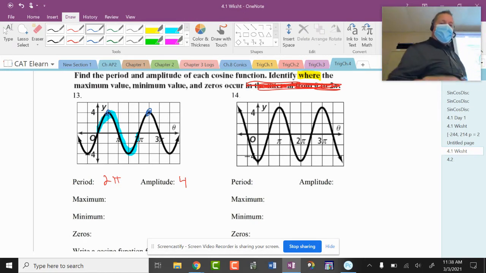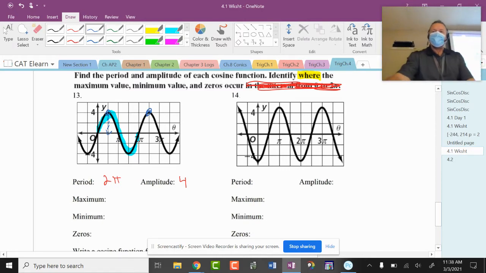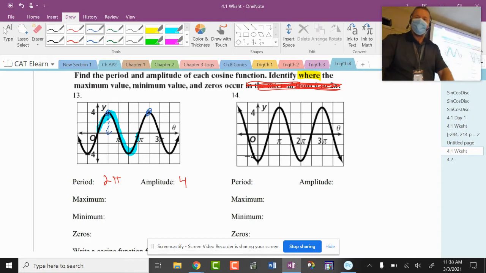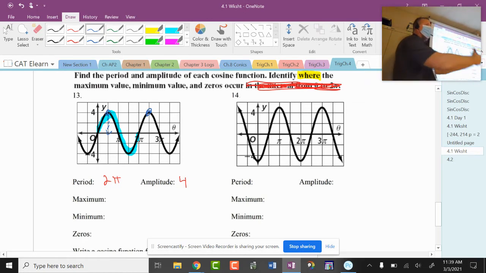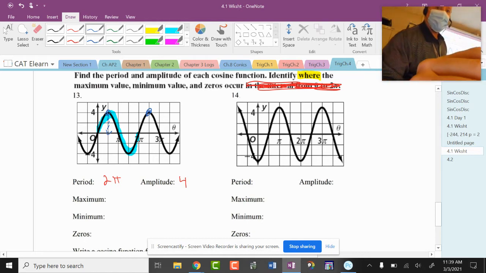First of all, what is the first x value that makes this happen? What is that right here? What is that? Cool. That's pi over 2. We should know that because that was the original parent. When the period's 2 pi, half of 2 pi is pi, half of pi is pi over 2.